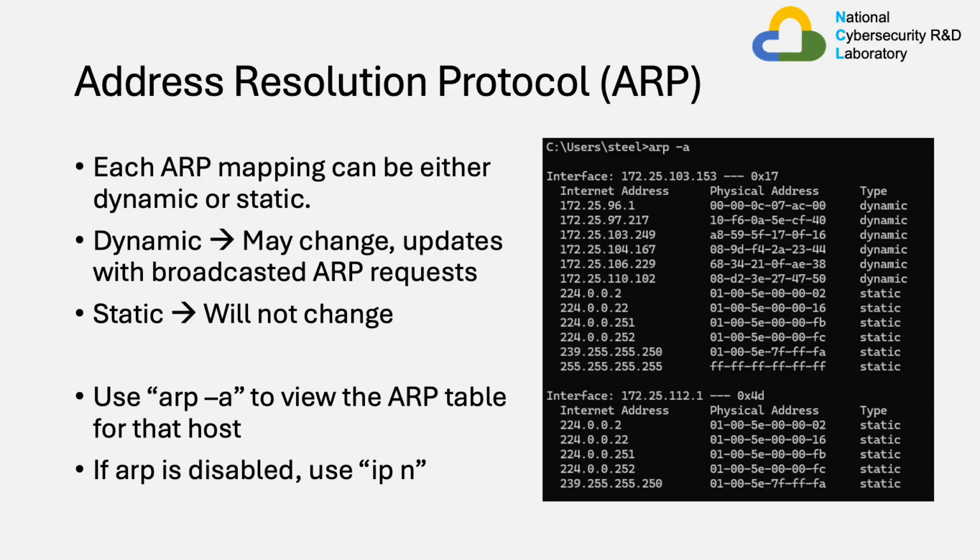So every ARP mapping entry of IP to MAC is either dynamic or static. If a mapping entry is dynamic, this means it is subject to changes and will update if an ARP request response states that the MAC address retrieved is different from the current ARP cache. The cache entry will then update to match the ARP response. If a mapping entry is static, the ARP request is not sent out for the IP. The only way to change the entry's MAC address will be manually configuring the host ARP cache. You can use the command arp -a to view the local ARP table. If the arp command is disabled, then ip n will also work.